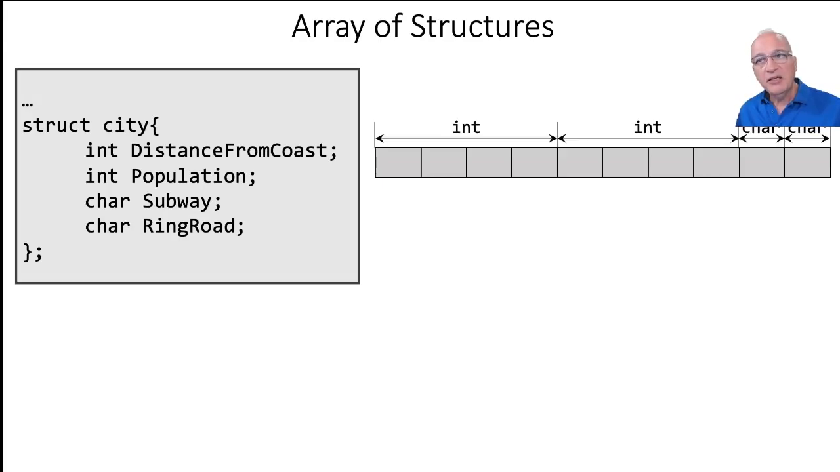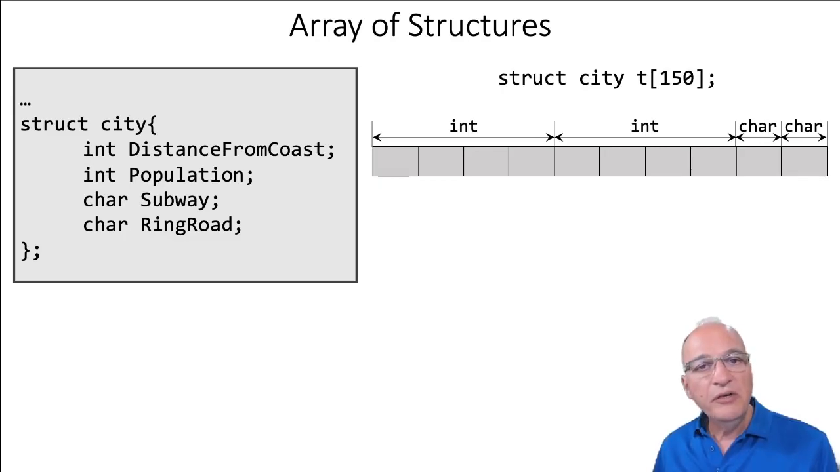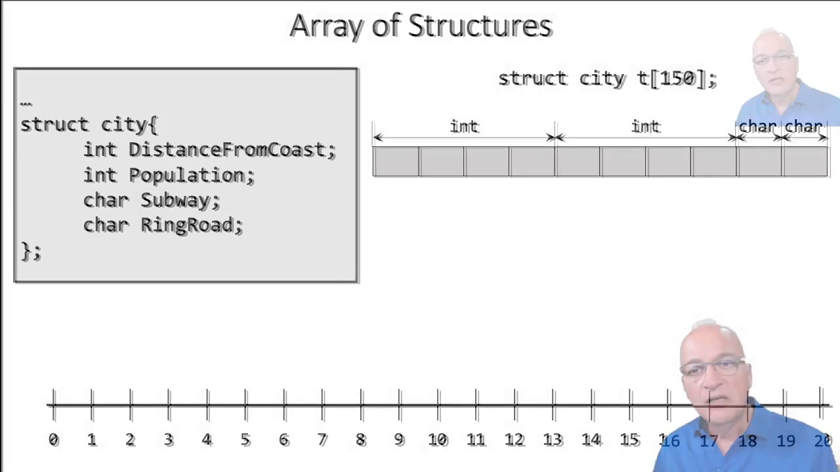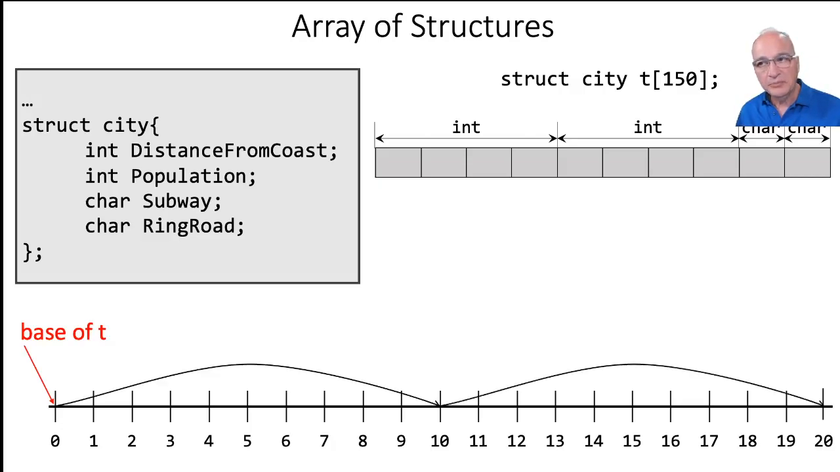Now, I have an illustration in the upper right corner of how the structure will be laid out: 2 integers and 2 chars to form 10 bytes. If I now have an array of cities, the question is how much do I need to advance to go from city 0 to city 1? In this case, it will be 10 because each city is 10 bytes. So in this case, I skip counting by 10.